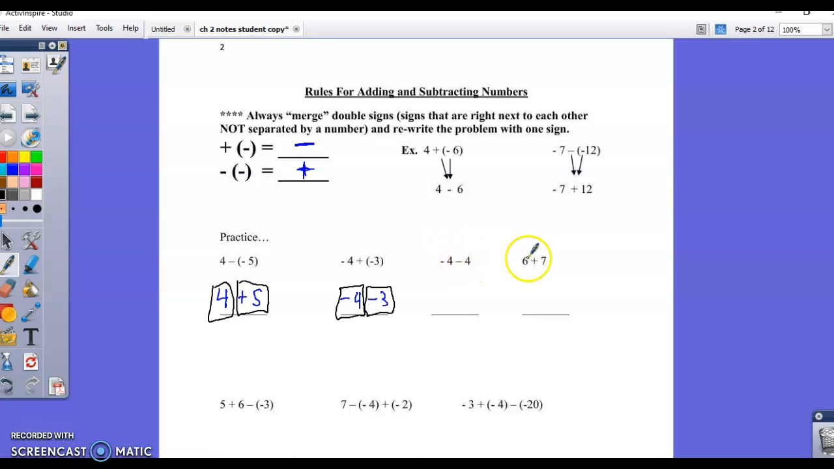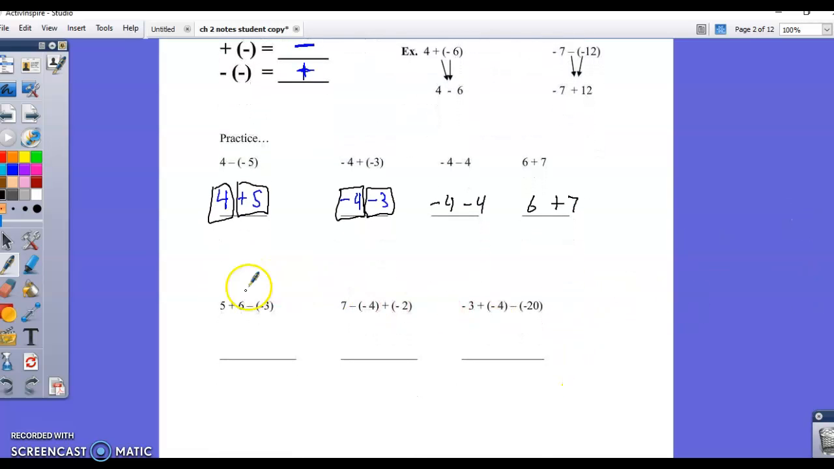Here, in these two examples, there is no double sign, so we can just leave it. So negative 4 and another negative 4. Positive 6, positive 7. So we can just think of it that way. Over here, we just have multiple numbers, but the rule applies even within the terms.